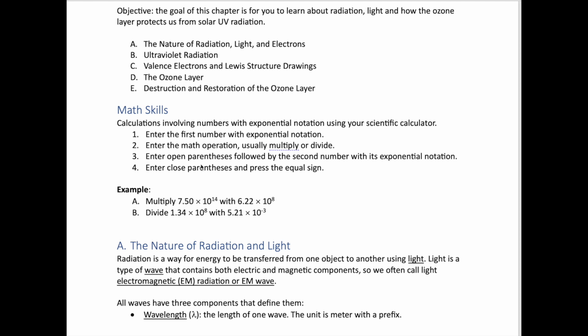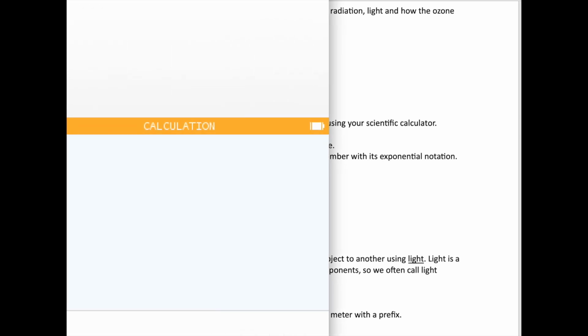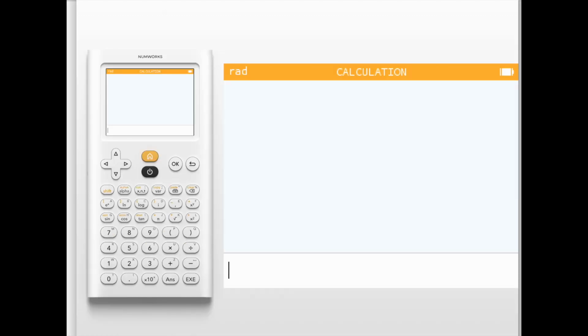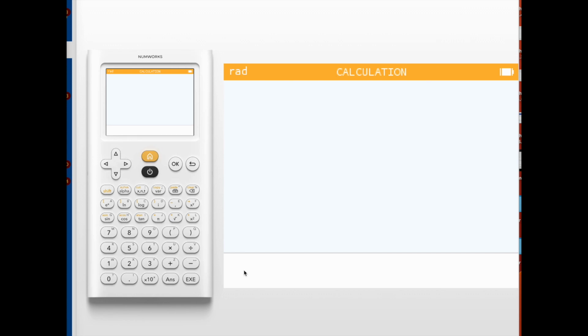But before we can do that, we need to start with discussing the math skill that you're going to need in this chapter, and that is to use your calculator to do these types of calculations with scientific notation. So we learned about scientific notation a while ago. So I'm going to move the view here to this calculator simulator, and hopefully you can see it fairly well. What we're going to try to do is calculate those two numbers that I was showing. So the first one is just 7.50 times 10 to the 14 with 6.22 times 10 to the 8.